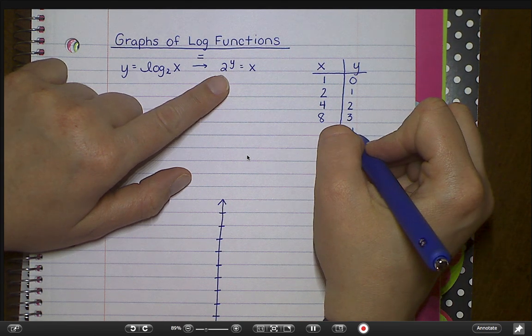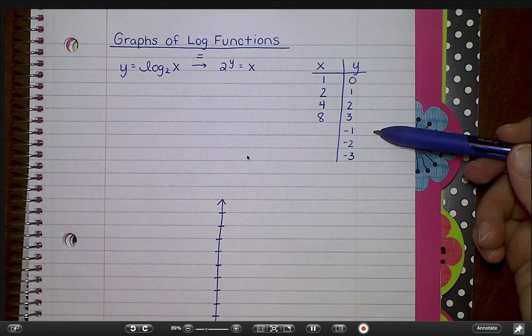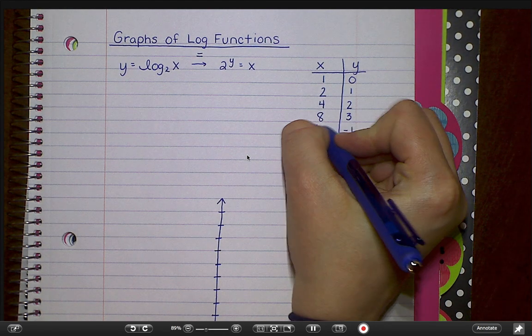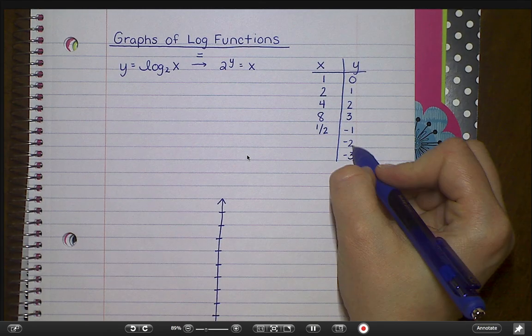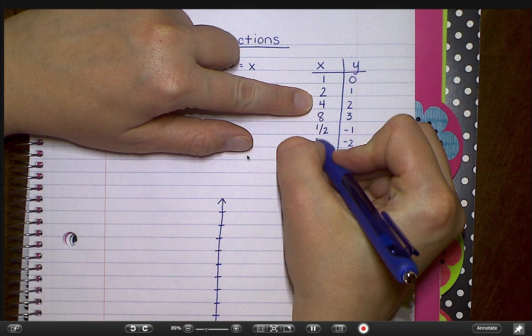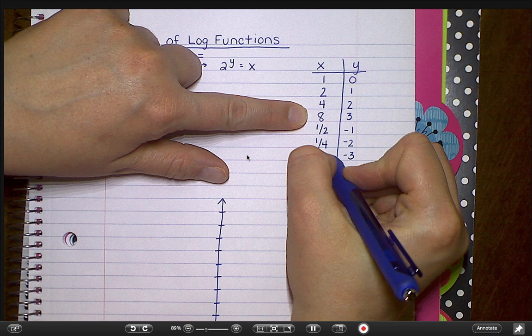Now think about this one. 2 to the power of -1. Remember that negative exponents flip things over. They make them reciprocals. So 2 to the power of -1 is 1/2. 2 to the power of -2 is the reciprocal of this guy. It would be 1/4. And 2 to the power of -3 would be 1/8.